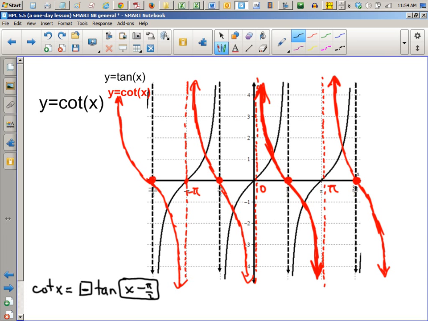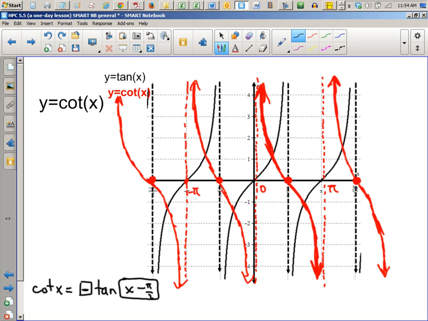So if we take the black graph and we flip it upside down and shift it to the right by 90 degrees, that is the cotan graph. So you're welcome to memorize that. That way you don't even have to think about the cotan graph. You just be like, oh, I'll just take my tan graph, flip it over, and slide it over. Done deal.